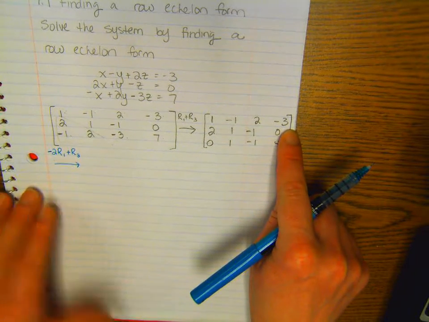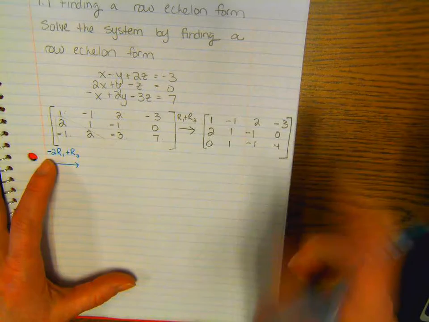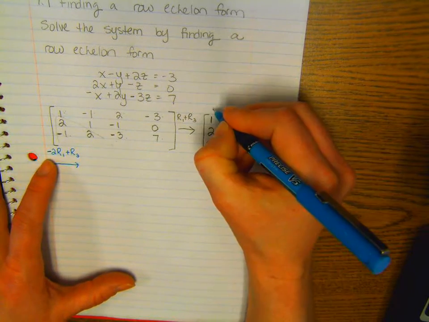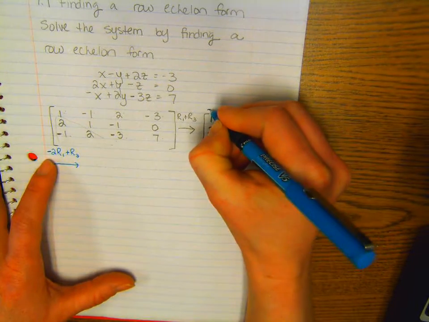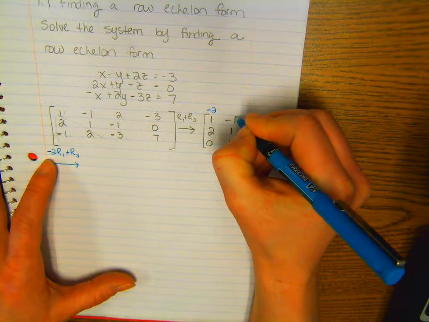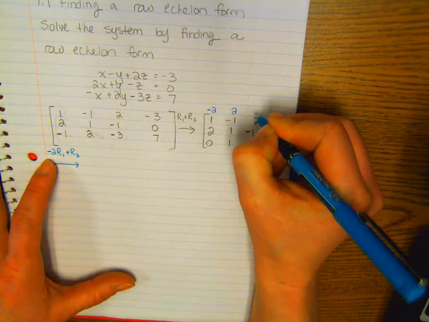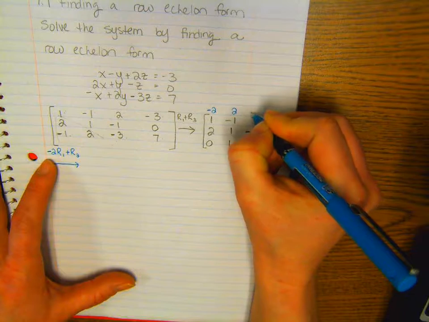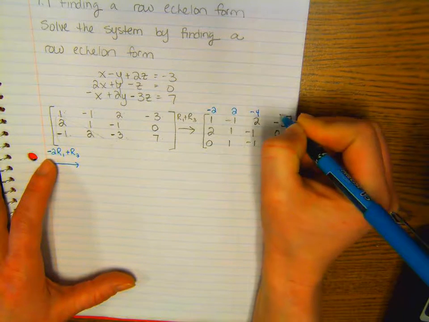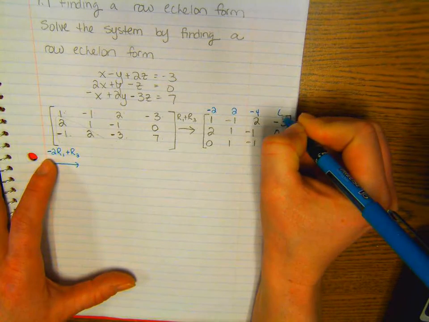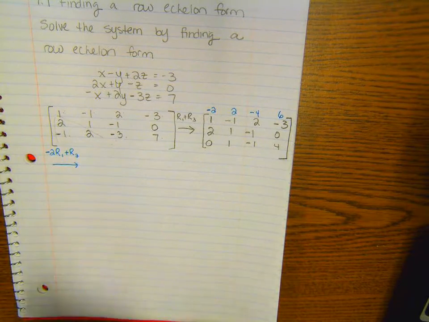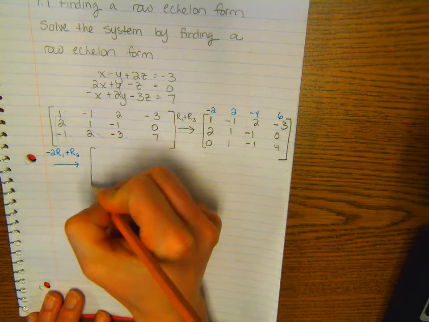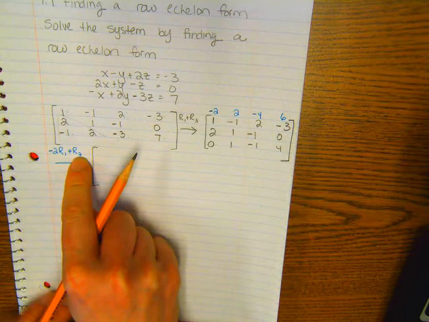If I multiplied this top row by negative 2, this would be a negative 2. What would this be? 2. What would this be? Negative 4 and 6. What I'm going to do now is add that on to row 2, and put it back into row 2.